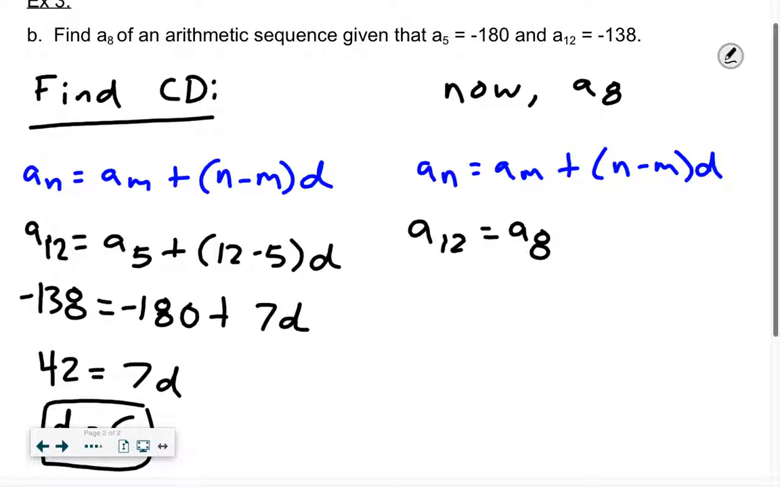You could have put your a sub 8 out there, and then you could have let your m value be a sub 5, or your m value be a sub 12. That's probably the way we should go, simply because now it's set equal to a sub 8, but that's okay. Let's continue to go this way though. A sub 12, a sub 8, 12 and 8. Common difference we said was 6. And a sub 12, the remaining piece we got to plug in is negative 138.